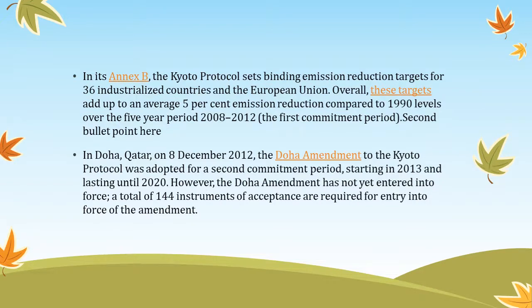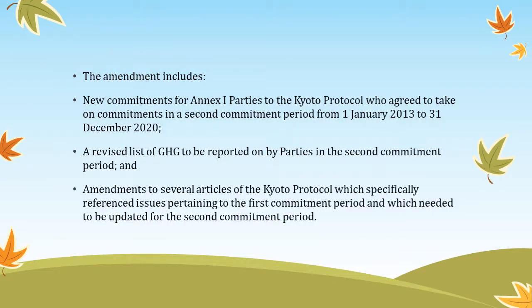Now, this amendment includes basically three important aspects. First and foremost, there were new commitments for the Annex I parties to the Kyoto Protocol, who agreed to take on commitments in the second commitment period, from 1st of January 2013 to 31st of December 2020. Secondly, there was a revised list of greenhouse gases to be reported on by parties in the second commitment period.